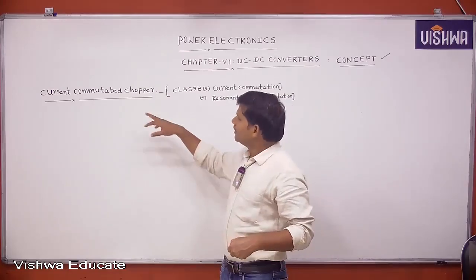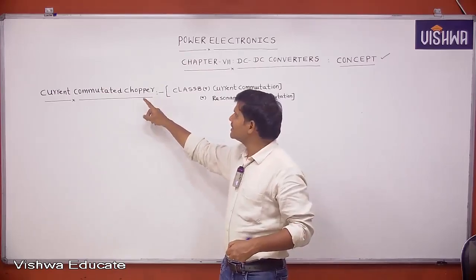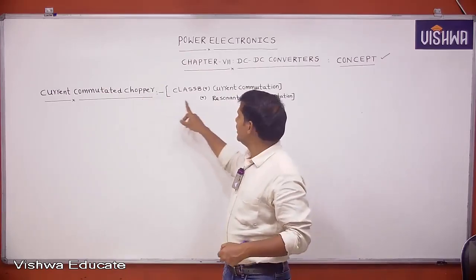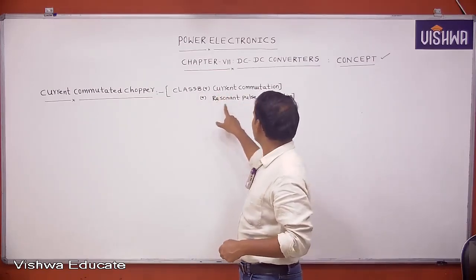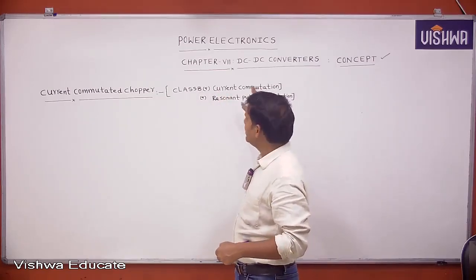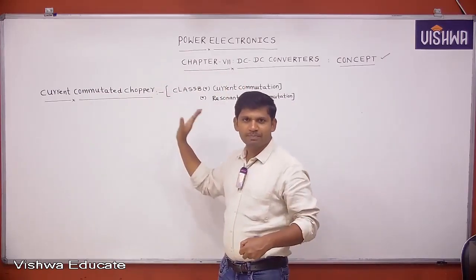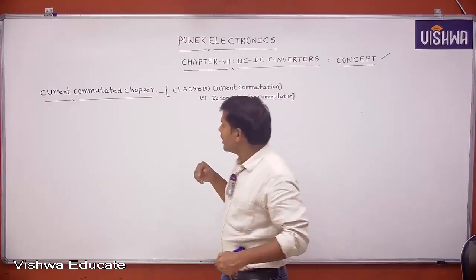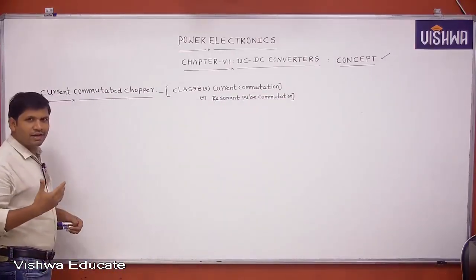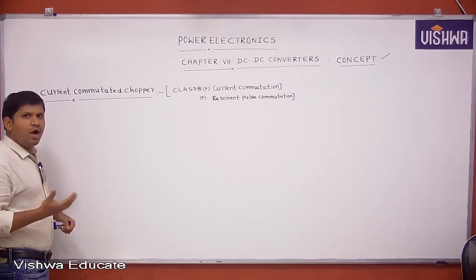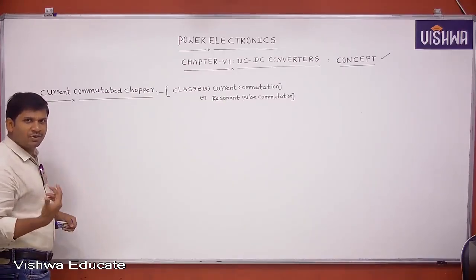Similarly, here I am discussing the current commutated chopper. Discussing the current commutated chopper means indirectly I am discussing class B commutation or current commutation, also called resonant pulse commutation. That's why it may be a commutation circuit or it may be a chopper. The analysis is the same. Now we'll see what is the current commutated chopper, and indirectly how the current commutation is applied to turn off the thyristor. That concept I am explaining.